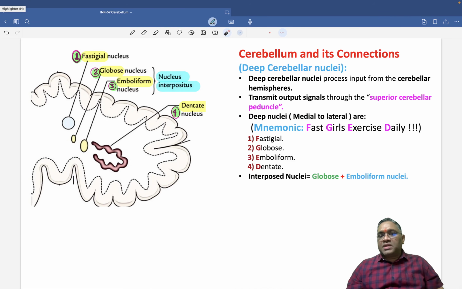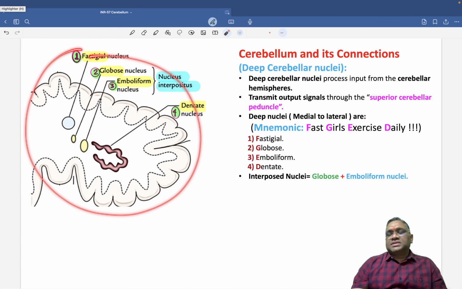If you look at the deep nuclei from the medial to the lateral side, remember from medial to the lateral side. We will remember this by a mnemonic: fast, girl, exercise, daily. So what is that mnemonic? Fast is fastigial nuclei. G, girl, is for globose. E is for emboliform. And D is for dentate. So these are four nuclei.